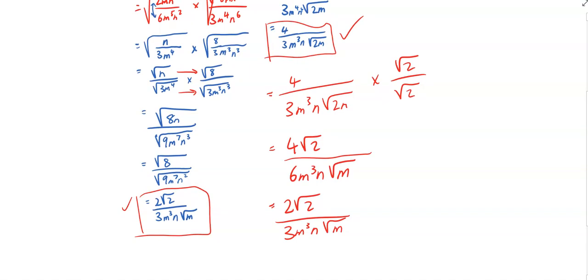So you can see with a little bit of extra manipulation that by multiplying it by root 2 over root 2, which is just multiplying it by 1, I'll get that answer, which is the same as that answer, which is the same as the answer in the back of your book. Is that answer wrong? No, that answer is not wrong. That answer is correct. You would get full marks for an answer like that.